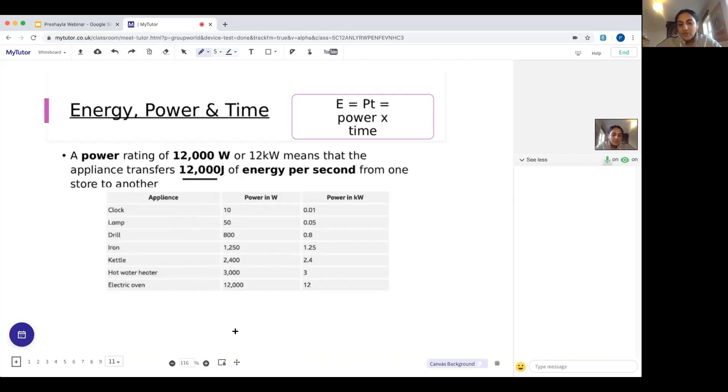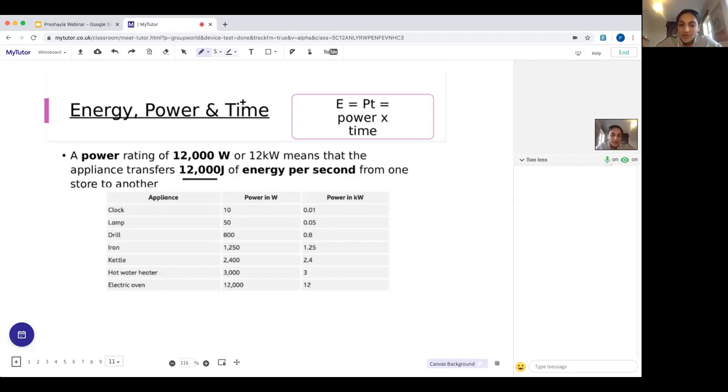It's important to note that these are not the only power ratings, so not all clocks will have 10, not all kettles will be 2,400. These are just some examples of power ratings that they could be, so average power ratings for that appliance.